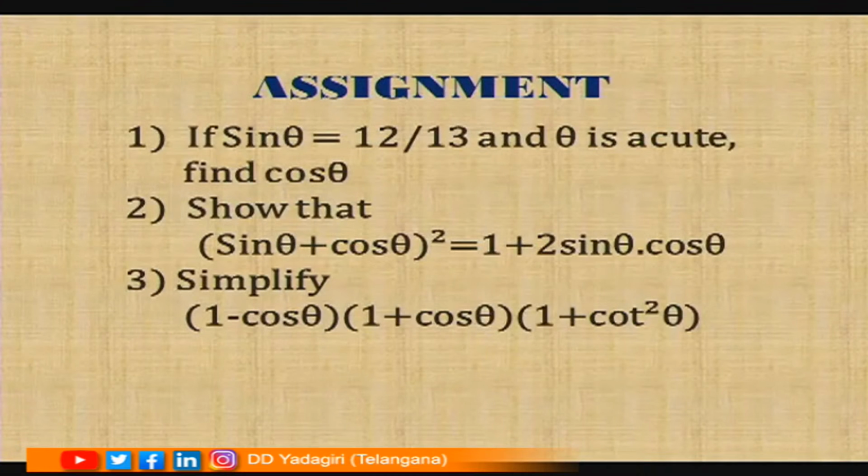Now, a small assignment for you children. If sin theta is equal to 12 by 13 and theta is acute, find cos theta. Second question, show that (sin theta plus cos theta) whole square is equal to 1 plus 2 sin theta cos theta. At the same time, simplify (1 minus cos theta) into (1 plus cos theta) into (1 plus cot square theta). You find out what would be the value.